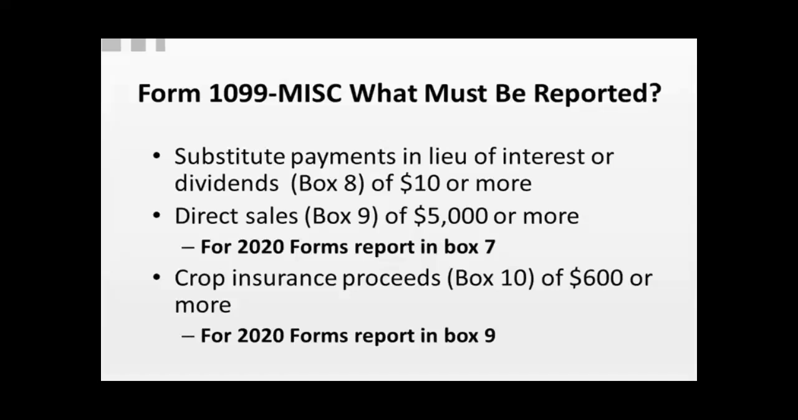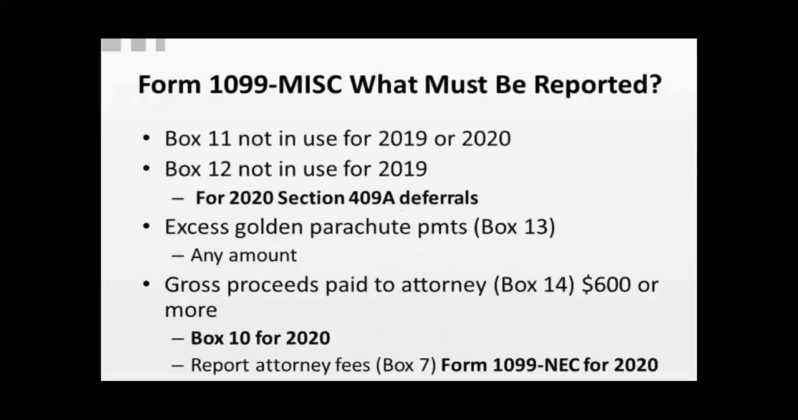So Box 7 has a new reporting item in it for 2020. It's not the NEC anymore. It's that direct sales checkbox. Crop insurance proceeds in Box 10 for 2019 at $600 or more. For 2020, it gets reported on Form 1099 miscellaneous in Box 9. Box 11 is not in use for either 2019 or 2020.